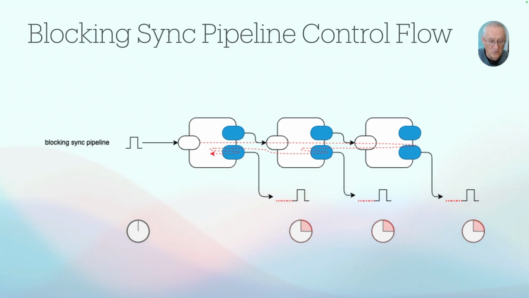The control flow for a blocking sync pipeline, though, is that the first stage blocks and waits until the second stage is done, but the second stage calls the third stage and waits until it's done. So the first stage has to wait for 1 unit of time for its own propagation delay, and then 2 more units of time for the second and third stages to finish.